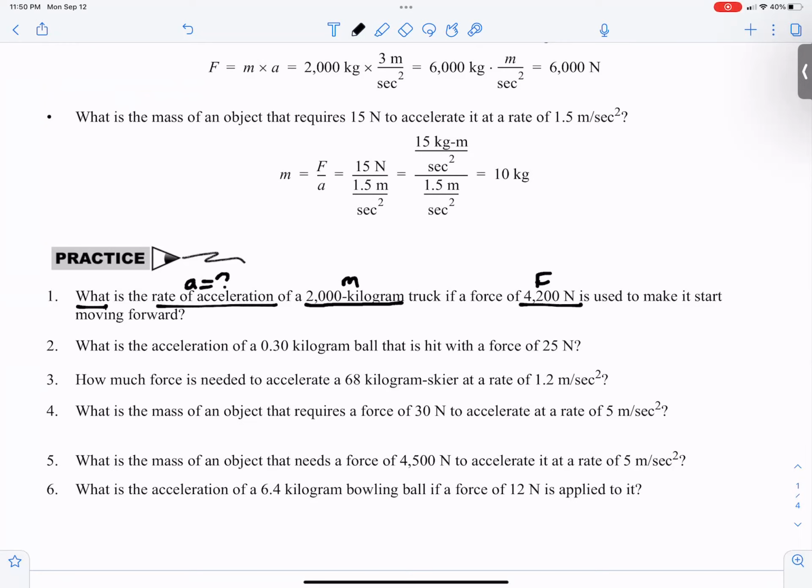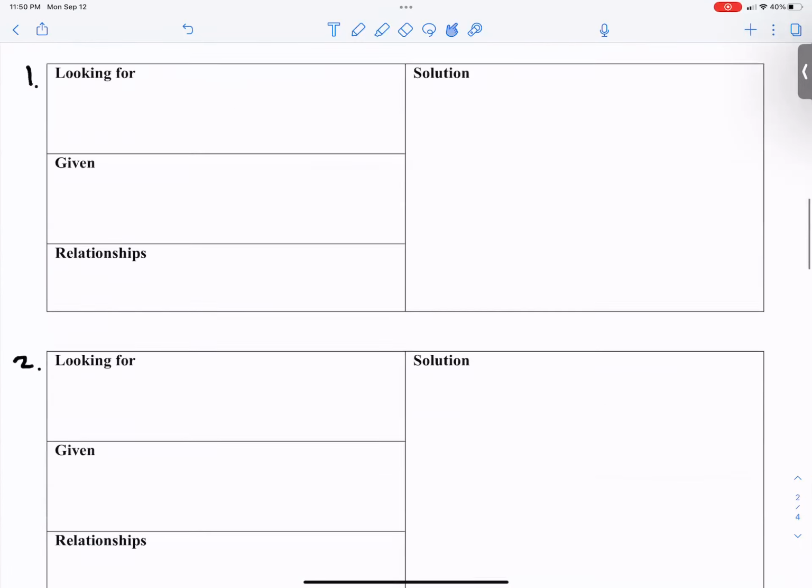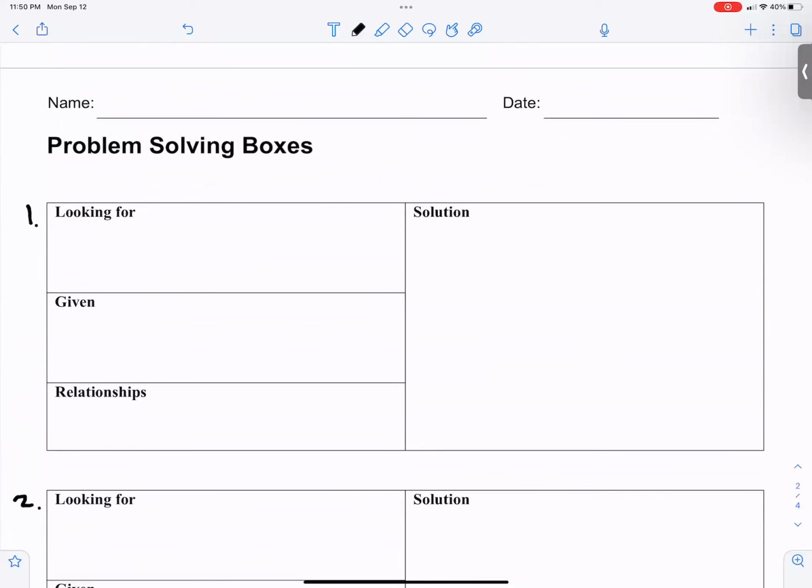Okay, so 2,000 and 4,200. Scroll down to question number 1. So 2,000, 4,200. That would be the force. That would be the mass. And you guys were looking for acceleration in this problem.